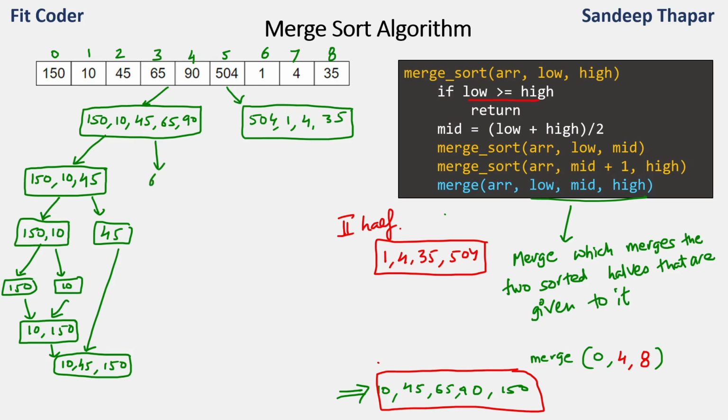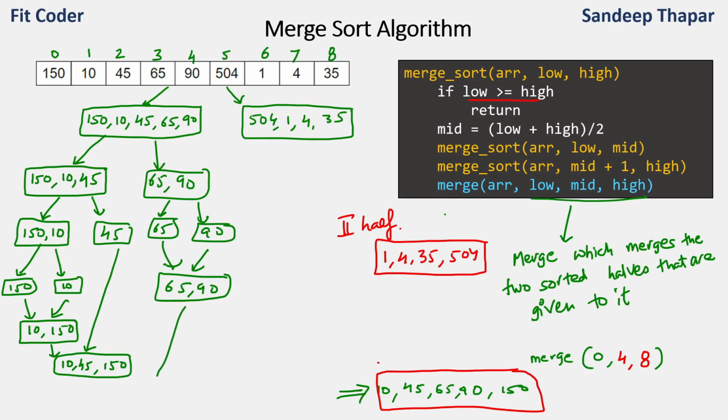And then we'll have 65 and 90. So these will be split into 65 and 90. These will be sorted and merged into 65 and 90. And this will be combined with 10, 45 and 150. So the array that we'll have is 10, 45, 65, 90 and 150.